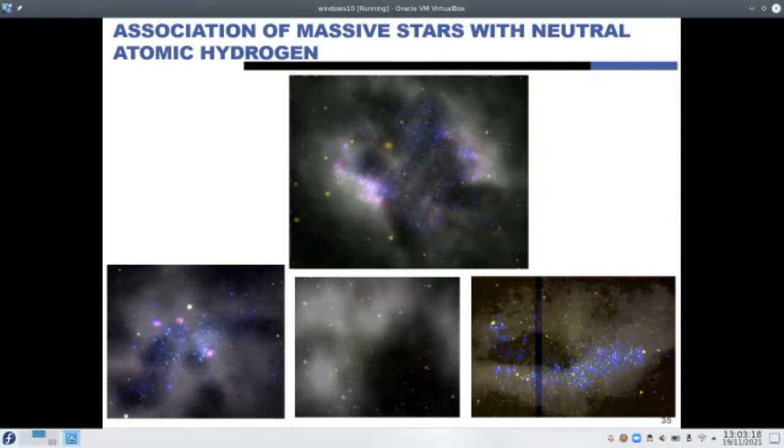Behind hydrogen, but for sure something is going on there. So can you tell something about what is the origin of this star formation burst in the outer part?